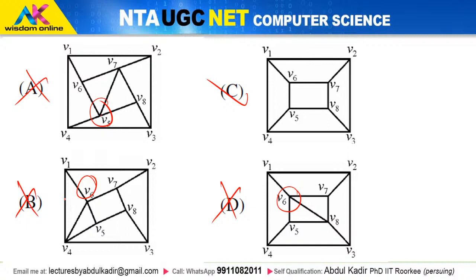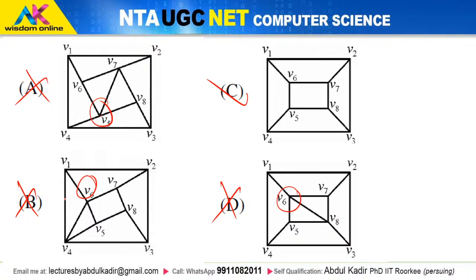Why? Because in the original graph, each vertex has degree 3. But here you can see option A, option B, option D. In each of these options, for example, in option A, vertex V5 has degree 4. In option B, V6 has degree 4. In option D, V6 has degree 4. So that's why I have eliminated option A, option B, option D. So the only choice that is remaining is option C.